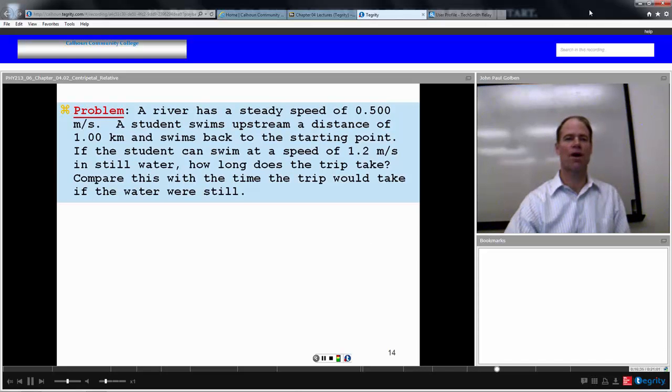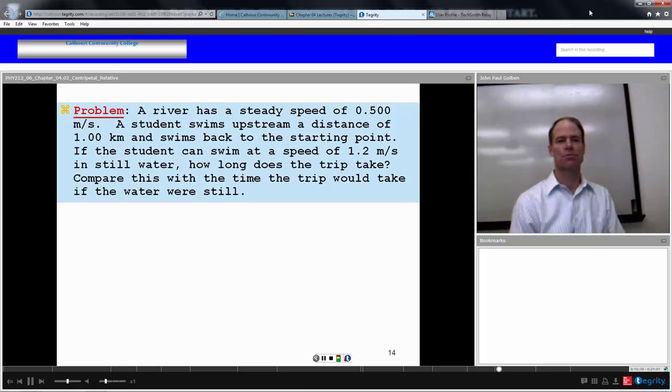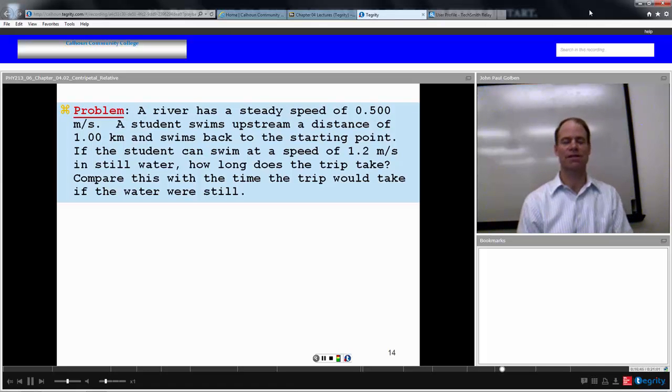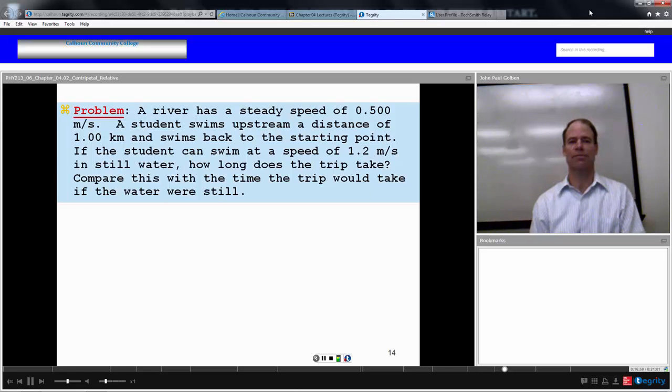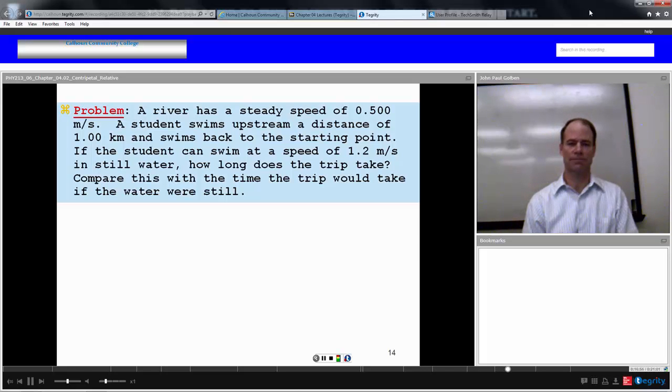All right, let's try a problem dealing with velocity addition. In this problem, we have a river that has a steady speed of 0.5 meters per second. A student swims upstream a distance of 1 kilometer, then swims back to the starting point. If the student can swim at a speed of 1.2 meters per second in still water, how long does the trip take? Compare this with the time the trip would take if the water were still.